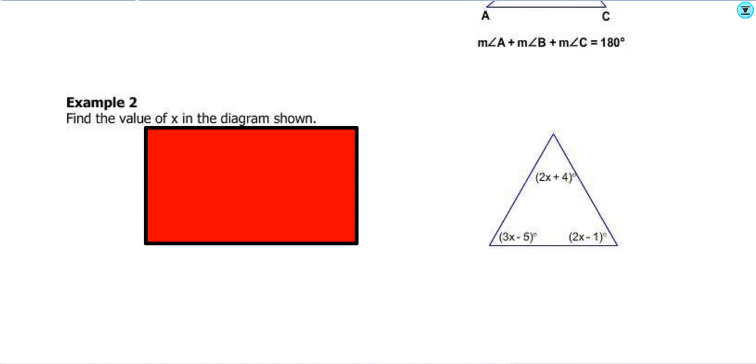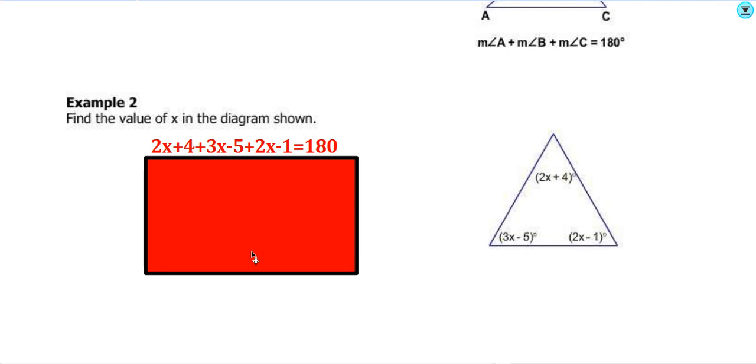For example 2, we've got three marked angles: 2x plus 4, 3x minus 5, and 2x minus 1. See if you can set up an equation to find the measure of each angle and the value of x. So, if you set this up, your equation should look something like this. Notice that we've added all three angles together, 2x plus 4, plus 3x minus 5, plus 2x minus 1, and set it equal to 180.